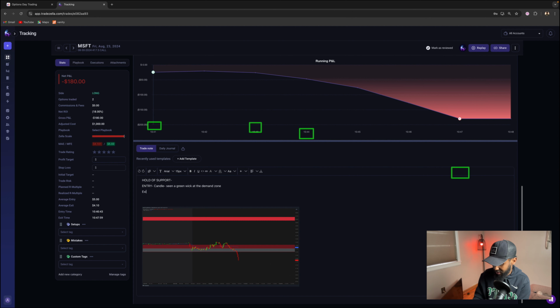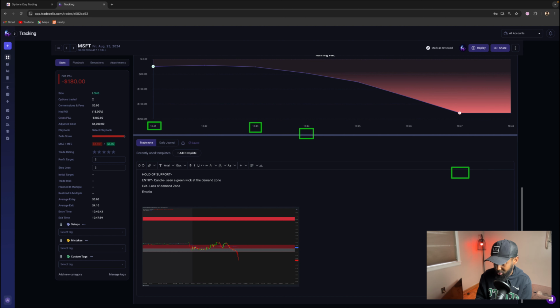And then what was my exit strategy? What was my plan to exit this trade? My plan to exit this trade was loss of demand zone. So that was my plan to exit this trade. And then finally, one of the most important things that we need to go over is our emotions during this trade. And I'm going to say it was okay until I realized my sell order didn't execute and took extra 8% loss.